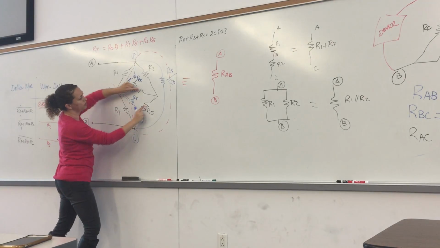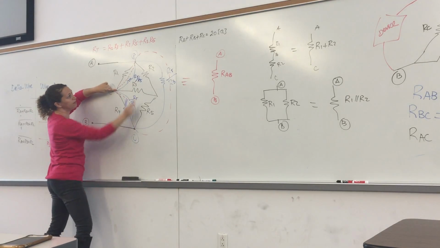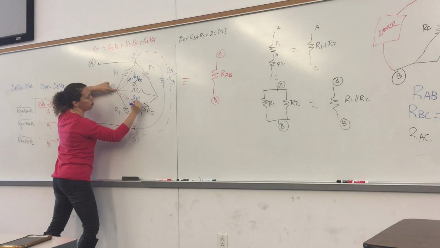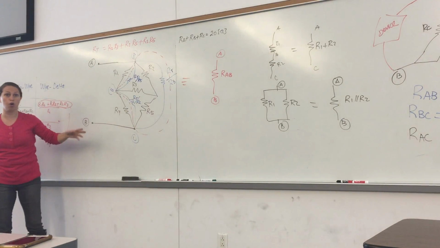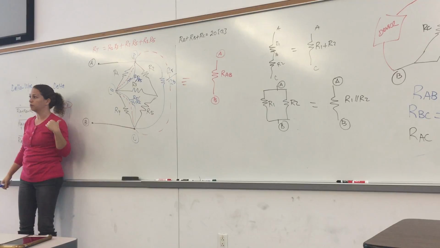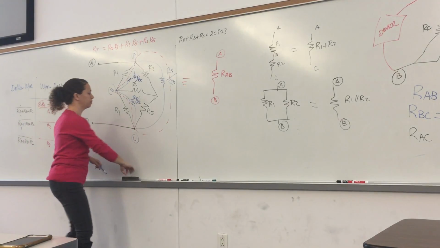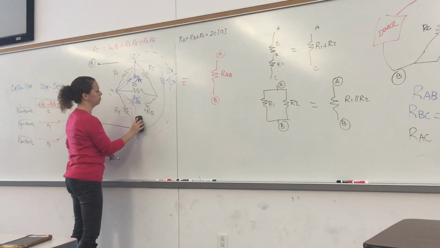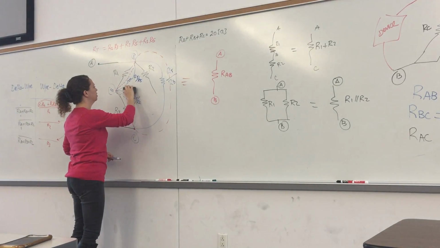The resistance from B to C is RT. B to C, those R3 and R5 are connected to those. What is left out? R2. Divide by R2. That's how you go from the Y to the delta. And once I do that, then I got rid of the Y.